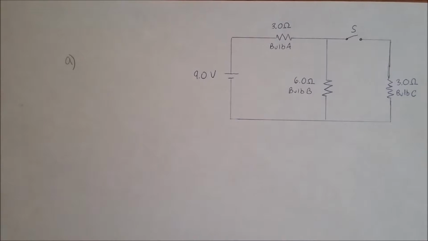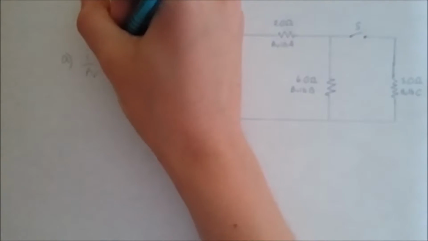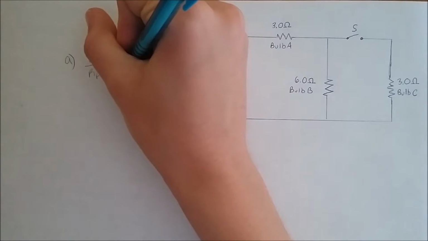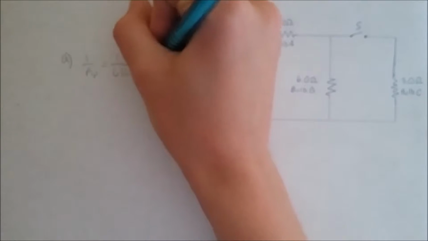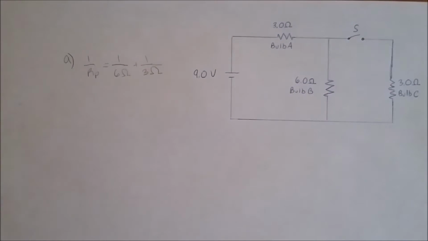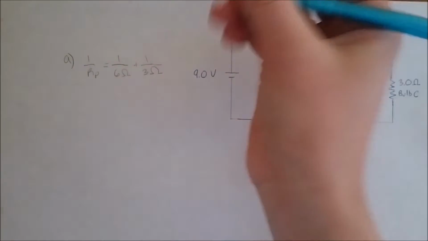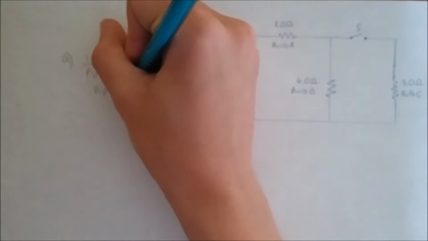So Part A asks us to calculate the current in bulb A. This is a parallel circuit, so voltage is the same across the branches, but the current is split among the branches depending on the resistors. The inverse of the resistance of the path equals the sum of the inverses of the resistors in the path. So Rp equals 2 ohms.